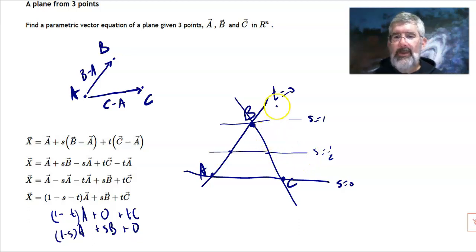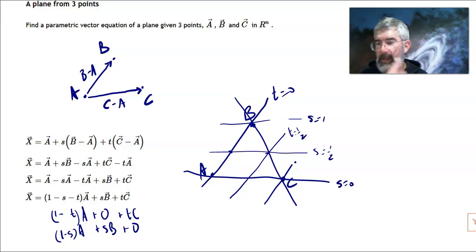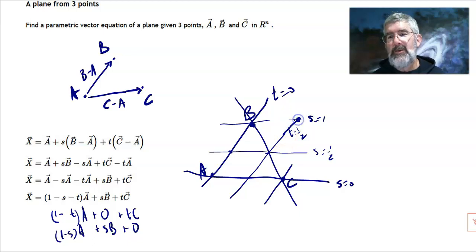And likewise, t equals 0, t equals a half would go right through here, and t equals 1 would go right through there. You can describe points in this plane by, this point right here would be the point where t equals a half and s equals 1. So you'd plug in t equals a half, s equals 1, figure out the whole calculation, and that's telling you that point X. Every point in the plane essentially has an s and t coordinate.